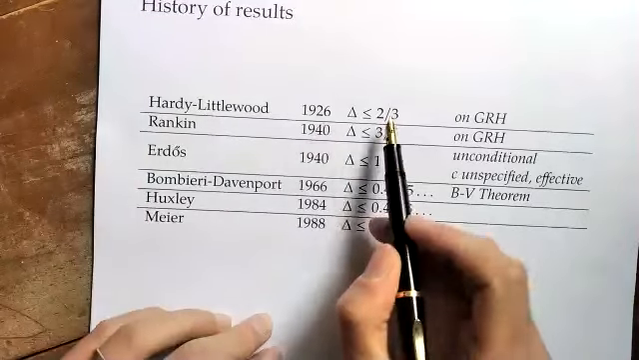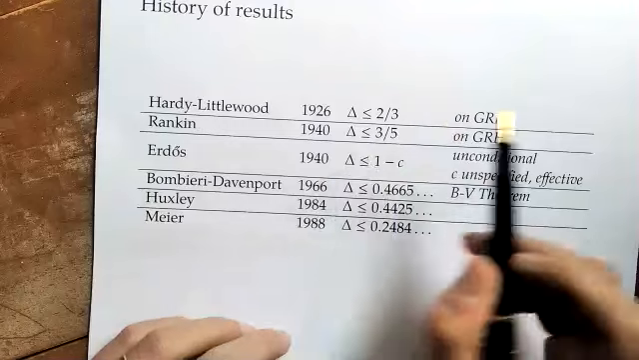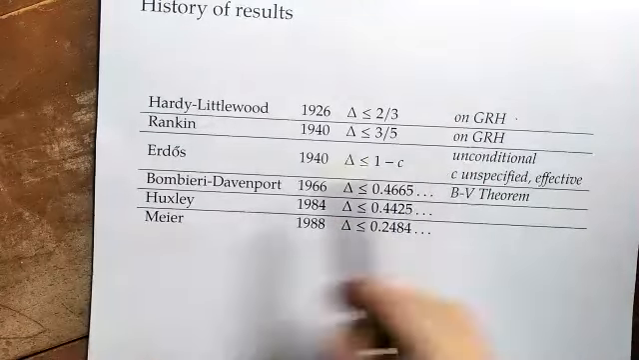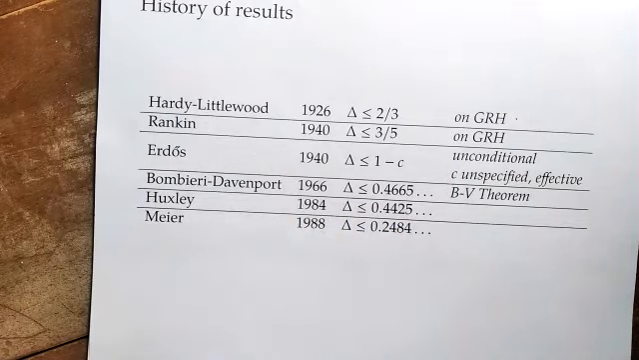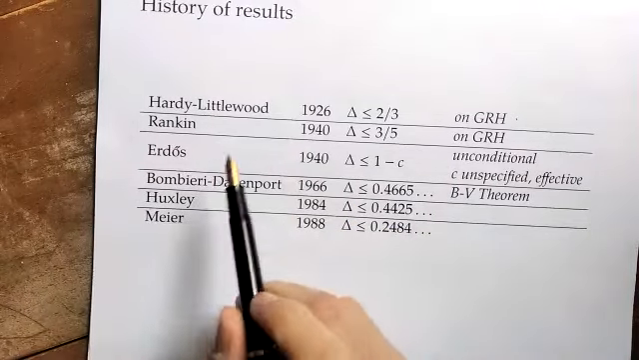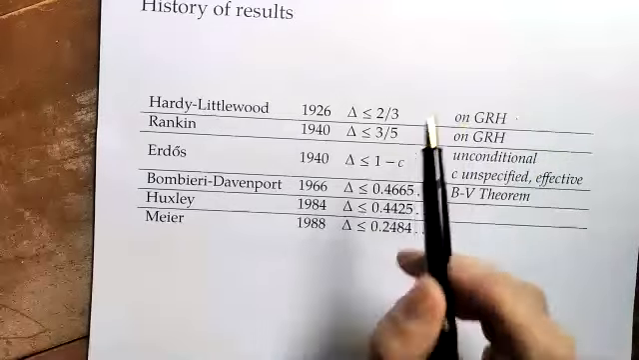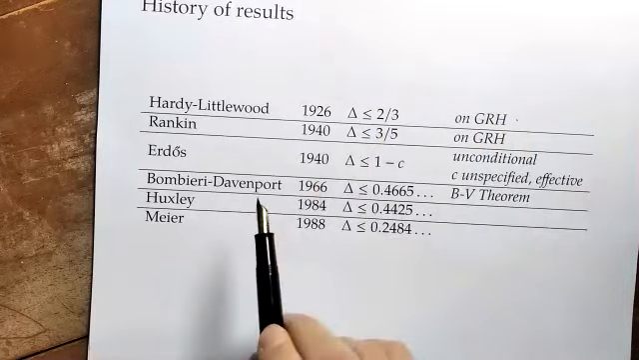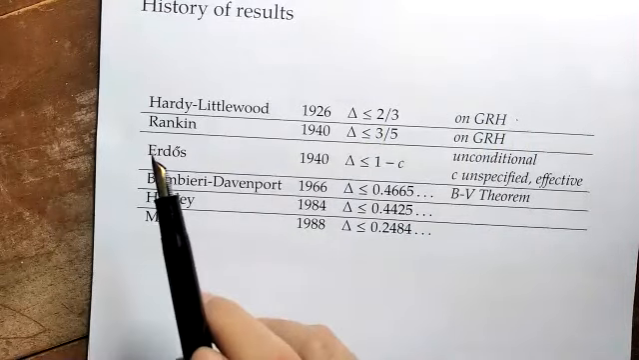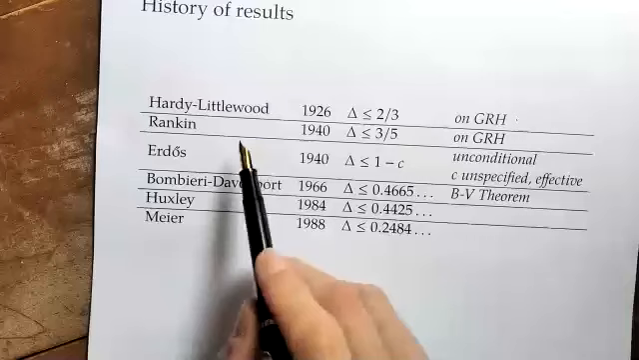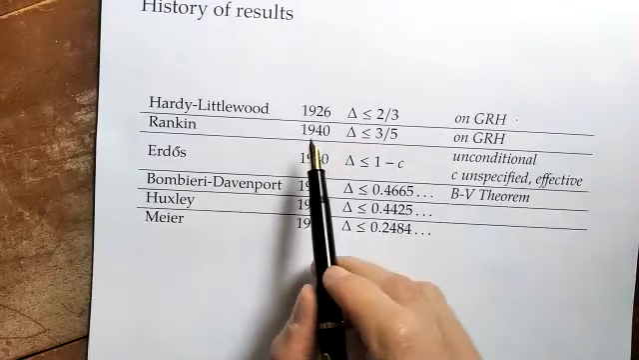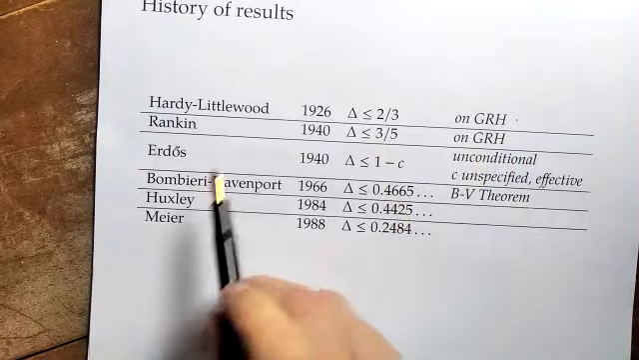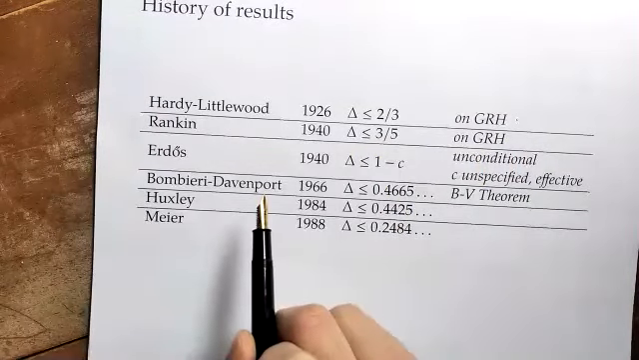So they could show that this is at most 2/3 on GRH. GRH is needed because they work with L-functions to consider arithmetic progressions, and they couldn't prove an unconditional result, but using GRH, they obtained this. Rankin refined their methods and tightened the result a bit. Still on GRH, he obtained delta at most 3/5.